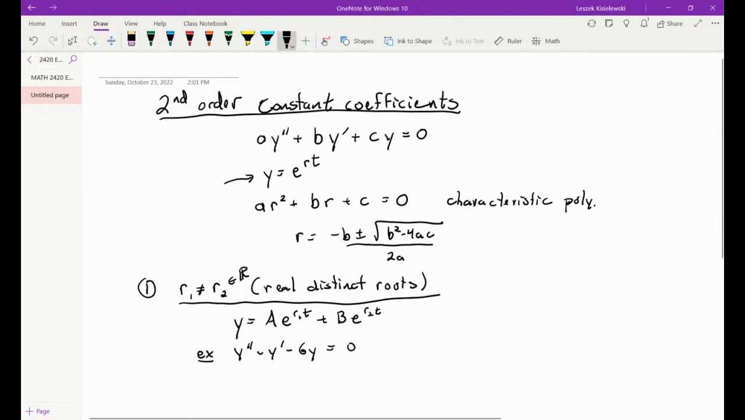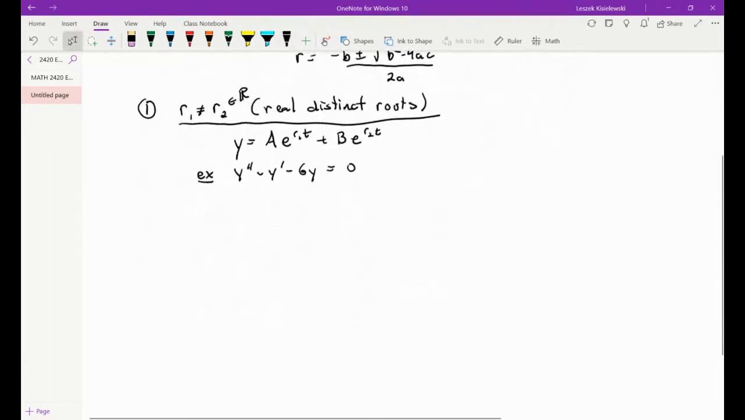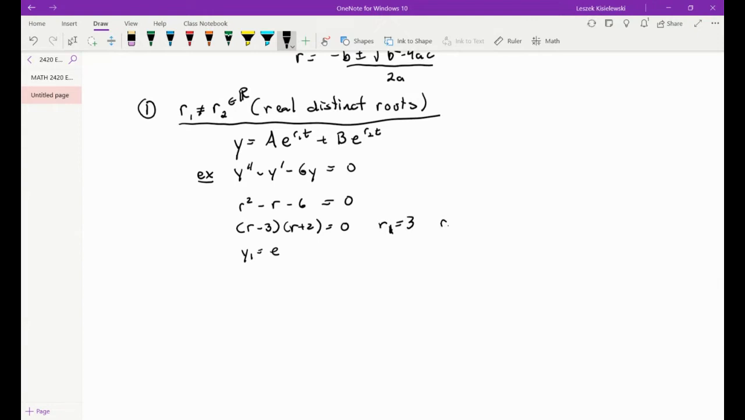Okay, constant coefficients. And we know that you write down the corresponding characteristic equation. Here we can indeed factor. And we see that the roots are 3, and the second root is -2. Those are real roots and they're distinct. So the fundamental solution set is e to the first root times t, e to the 3t, and the second function is e to the -2t.